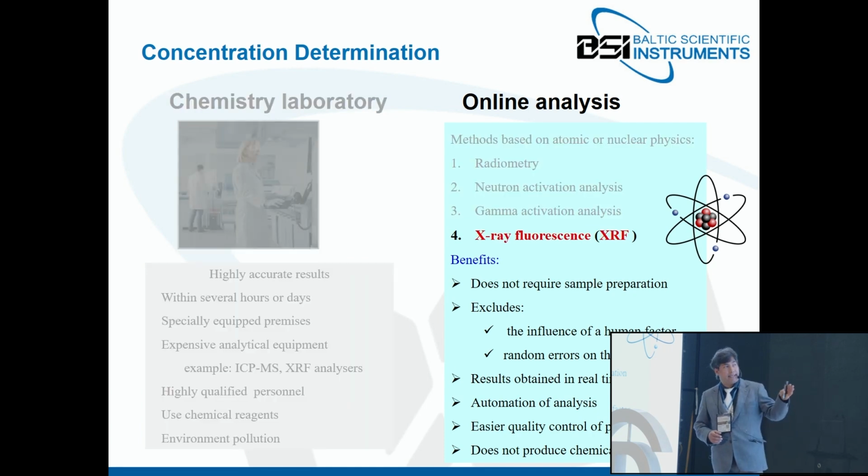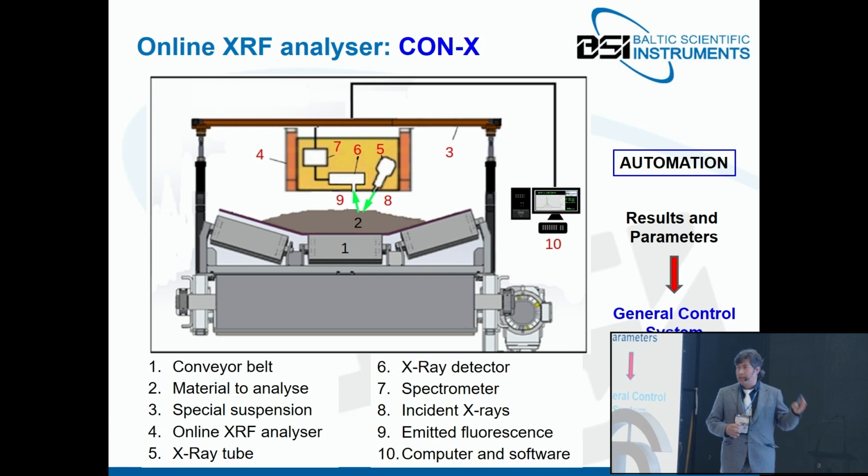In this case, the proposal is X-ray fluorescence analysis, and this is a depiction of the process. We have the conveyor belt with the material. We install a special suspension for the analyzer. Inside the analyzer, the X-ray tube emits X-rays, and the material emits fluorescence that goes into the detector, the spectrometer and the multi-channel analyzer. Then all this information goes to the computer where the results are shown.